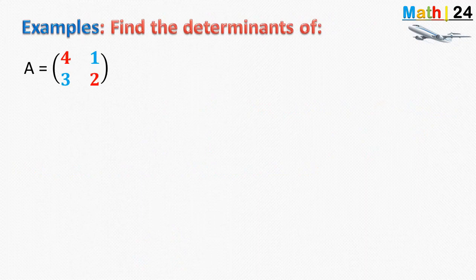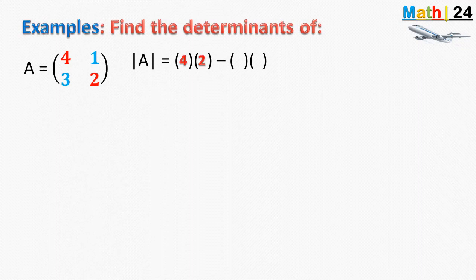We have A having entries 4, 1, 3, 2. Here I've specified the leading diagonal in red and the off diagonal in blue. So the determinant of A will be given by the product of the leading diagonal entries, 4 times 2, minus the off diagonal, 1 times 3. When we simplify, we have 8 minus 3, giving us 5. Therefore, the determinant of matrix A is 5.